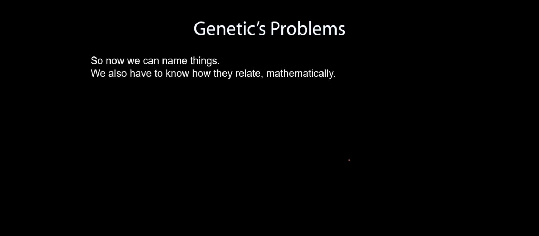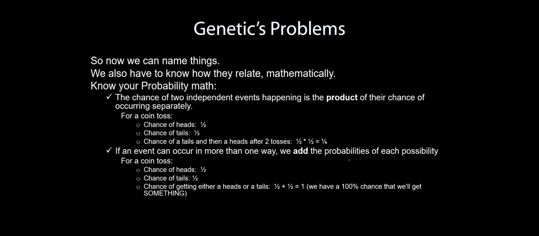All right, so now we can name things, and you also know how they relate to each other mathematically. Oh, I'm sorry, you don't know that yet. We also have to know how they relate mathematically. What we mean by this is there are two basic laws of probability. You learned this as kids in elementary school, but let's review it quickly. Basically, there's the law of multiplication and the law of addition.